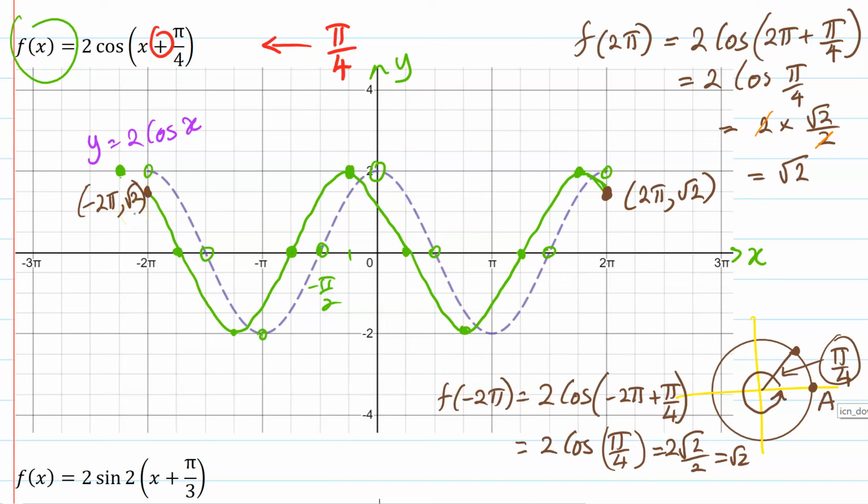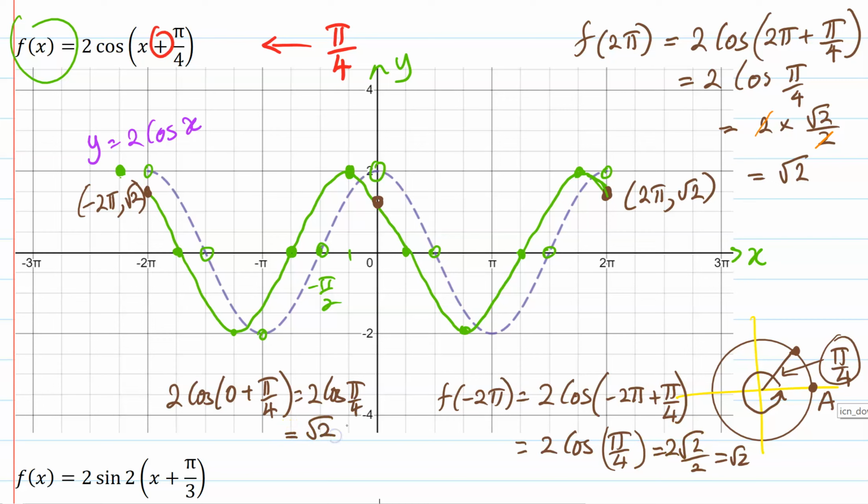Well, you completed the graph, and also you can work on the y-intercept here, which will be at 0 when you put 2 cos of 0 plus pi on 4, which is 2 cos pi on 4. Well, same as that one before, root 2, isn't it?